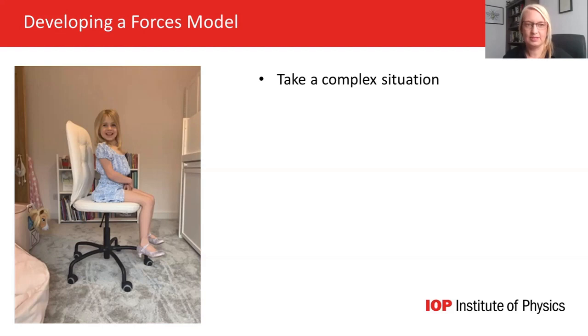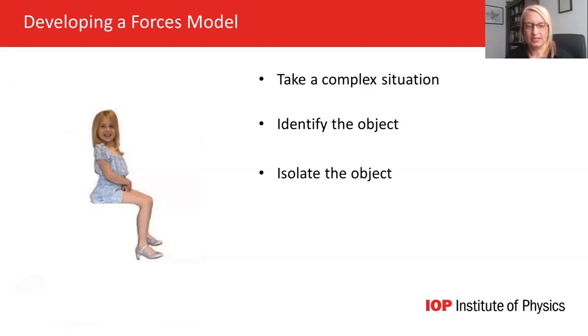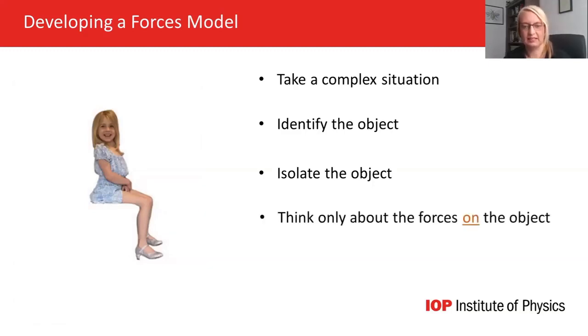So the first thing that we would ask them to do is to identify the object that we want to focus on. In this case, it's the child. Then what we want to encourage them to do is to isolate that object, so take out all the background, everything like that. We just want to focus on the child. And how I've done this in the video is to isolate that object and remove all that background clutter from the image. What that enables us to do then is to just think about those forces acting on the object. In this case, it's the child.